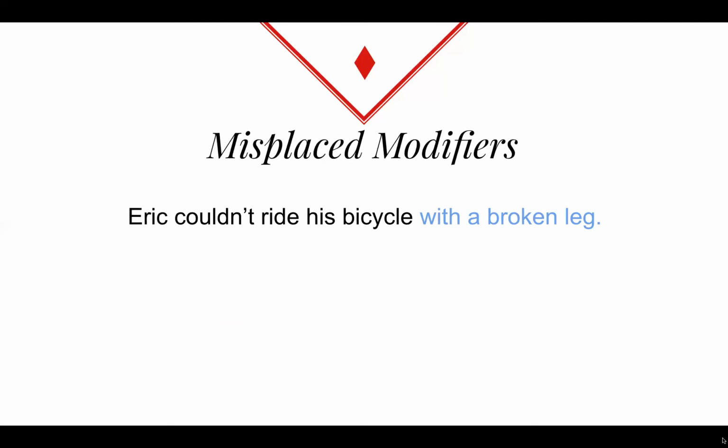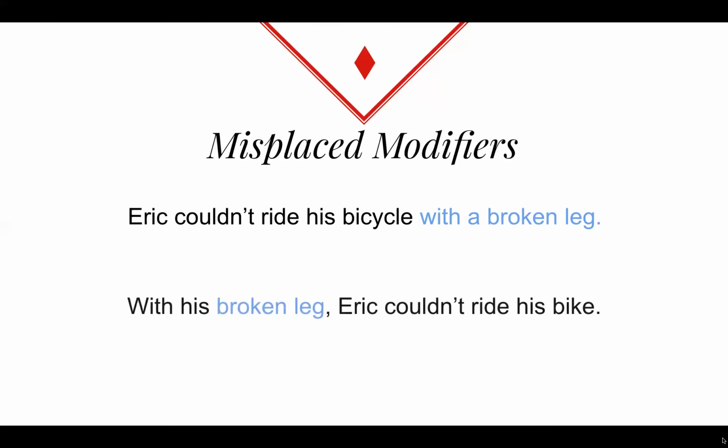Eric couldn't ride his bicycle with a broken leg. Here, it sounds like the bicycle has a broken leg. With his broken leg, Eric couldn't ride his bike. Now that the modifier is in the right place, the sentence makes it clear that Eric is the one with a broken leg.